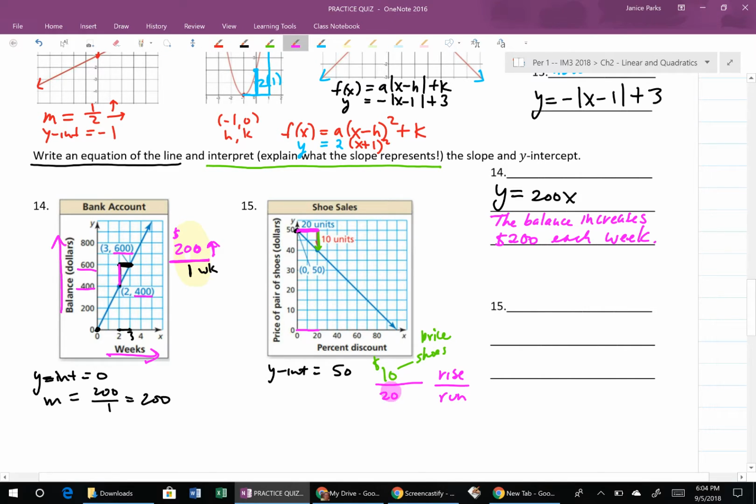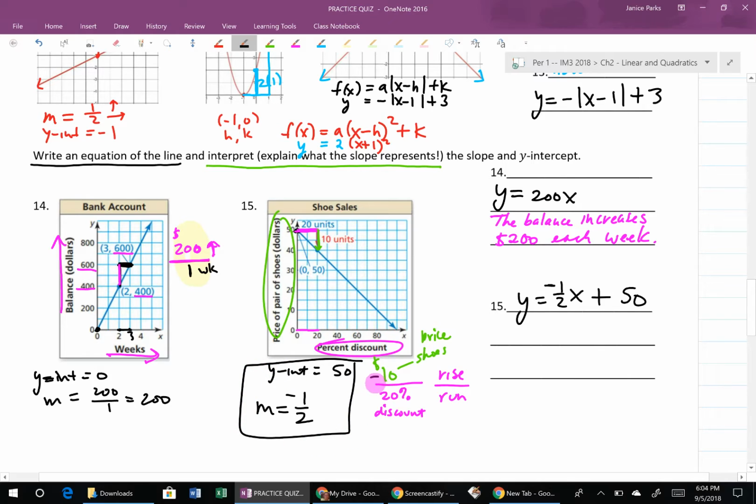And we have 20% in discount, okay? Because that's this discount. This is the price in shoes. So if I reduce that, that means that my slope is equal to 1/2. Okay, so my equation is 1/2 x plus 50. And actually it's negative 1/2 x because this is sloping downward.